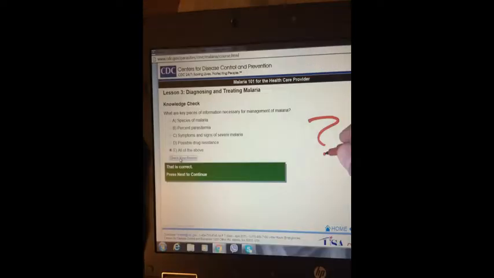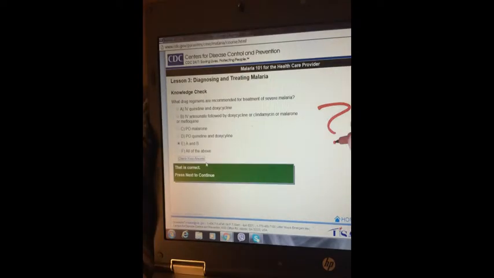3. What are the key pieces of information necessary for management of malaria? The answer for that is E. All of the above. Species of malaria, percent parasitemia, symptoms and signs of severe malaria, possible drug resistance. 4. What drug regimens are recommended for treatment of severe malaria? The answer is E. A and B. A is IV quinine and doxycycline, and B is IV artesunate followed by doxycycline or clindamycin or mefloquine.